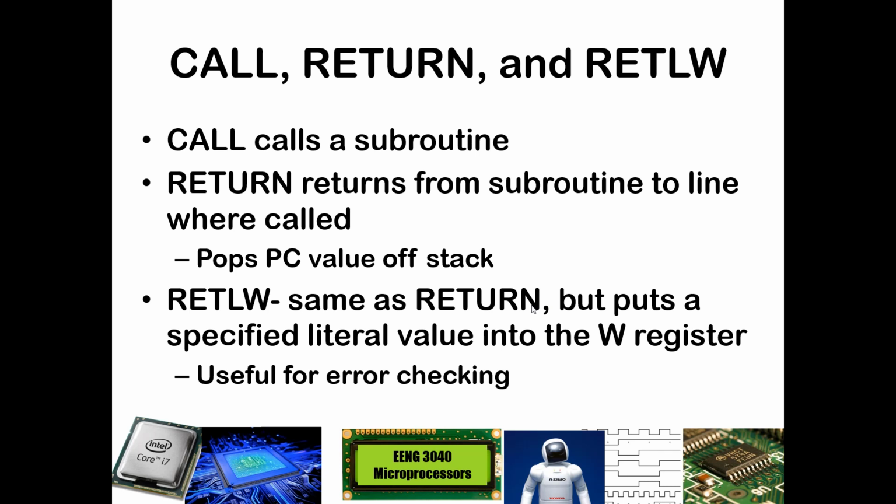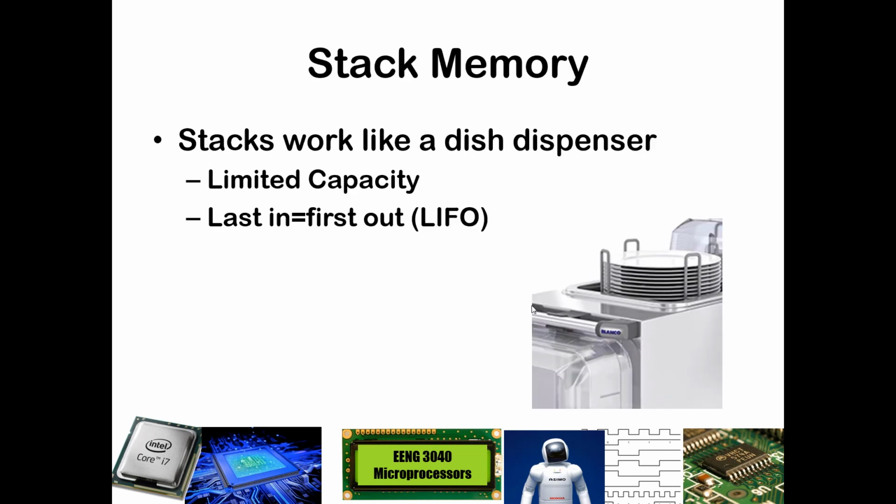And so a return just returns without any value in W. The RETLW will actually put a particular literal value into the W register when you come back. So this is very useful for error checking, or it allows you to basically send different signals about what happened inside of the subroutine. So if you were waiting for a combination of a couple values on a port and you wanted to see what the combination of those values were, you may send different values back in W depending upon what happened inside of the subroutine.